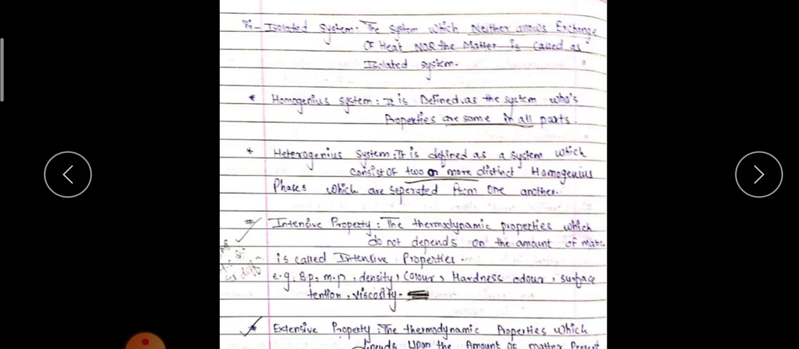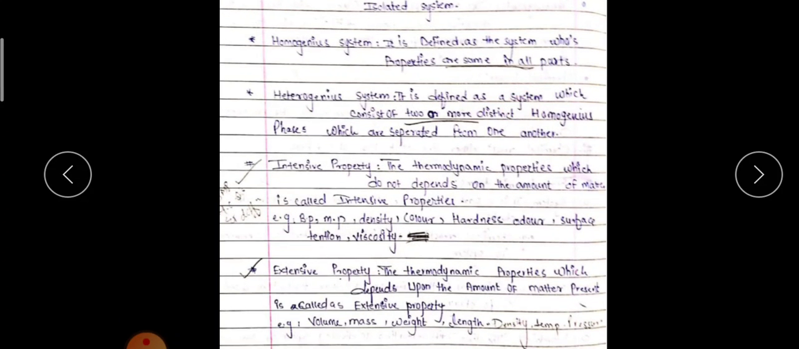Okay. The intensive property: the thermodynamic properties that do not depend on the amount of matter are called a dot dot dot. Or say the intensive property is defined as the thermodynamic property which dot dot dot do not depend on dot dot dot of the matter. Likewise the MCQs will be there. In the same way, another MCQ will be based on the extensive property. It is nothing but a thermodynamic property which depends on the amount of matter present, called as dot dot dot. Or say the extensive property is a thermodynamic property which depends upon dot dot dot of the matter.